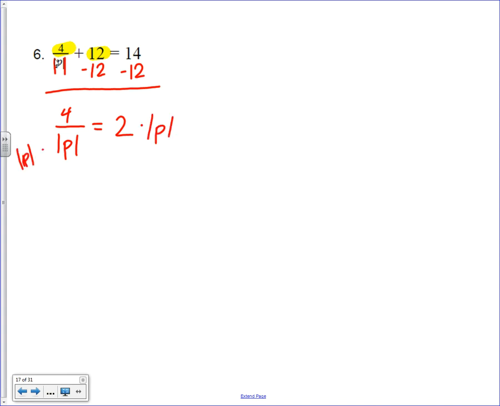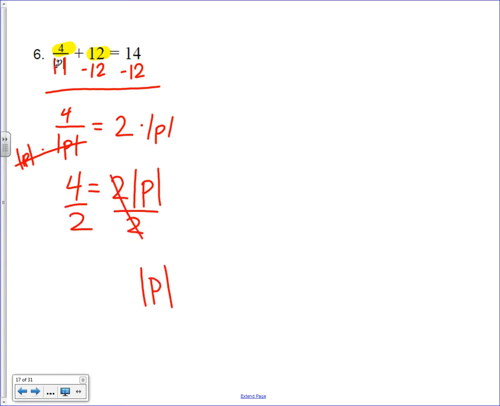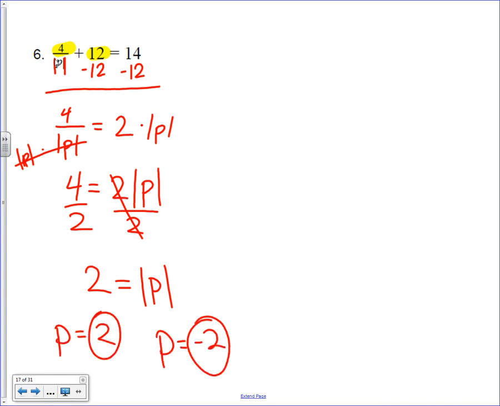And I get 4 is equal to 2 times the absolute value of p. Now go ahead and get that 2 off of there. It's being multiplied, so we will divide. And I get the absolute value of p is equal to 2. It is just fine for the absolute value to be equal to 2. So if I set up my positive version, I get that. And if I set up my negative version, I get that. Notice there is no solving to be done there because the p is already all isolated.